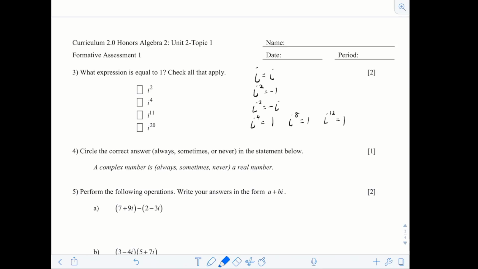And so we can see here that the 4, the 8, and the 12 are all multiples of 4. So if I want i to be equal to 1, I need to find the multiples of 4. So that would be that one and that one.